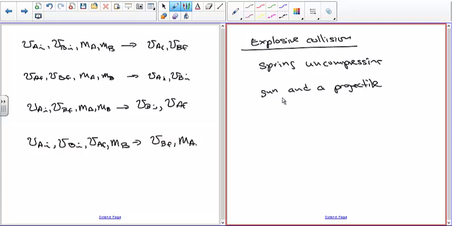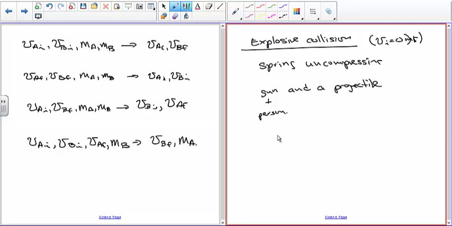So this is the gun. The gun could include the person. Typically the person is still holding onto the gun at the end. So initially you start with the gun, a person, and the bullet. And then at the end you have the gun and the person together and the bullet going one way. So the thing about these explosive collisions is that the initial velocities are equal to 0 meters per second.